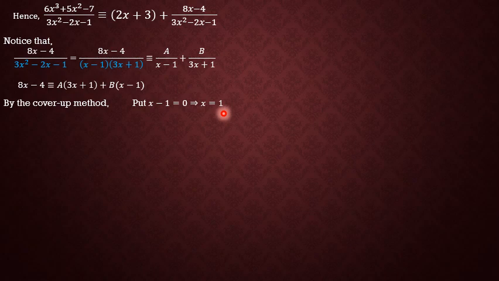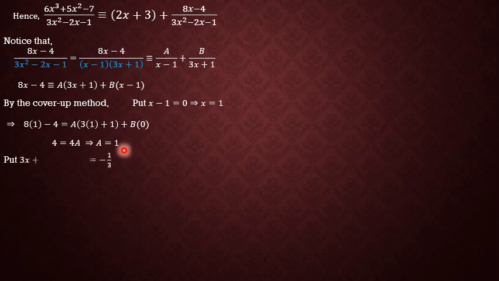Okay, and if my x gives me 1, it means I'm going to substitute this value of x back into this expression here. So at the end of the day, I'm going to have 8 multiplied by 1 minus 4 being equal to a times 3 times 1 plus 1, then plus b into 0, since if I put 1 here, 1 minus 1 is 0. Now 8 minus 4 is 4, and that is 3 times 1 is 3 plus 1 is 4, and then 4 multiplied by a is 4a. Implies that my a is just equal to 1.